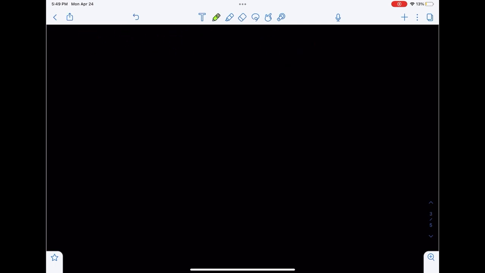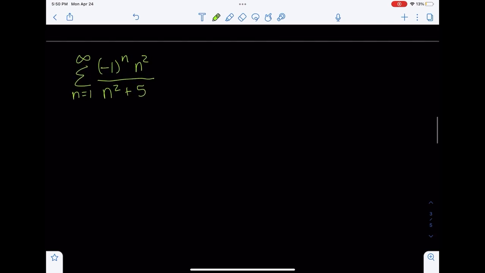Okay, so let's move on to our next example. Our next example is the summation from n equals 1 to infinity of negative 1 to the n squared over n squared plus 5. So the first thing that we're going to do in this situation is we're going to identify what our b sub n is. And we can see that the negative 1 to the n is what makes this alternating, so our b sub n is going to be n squared over n squared plus 5.